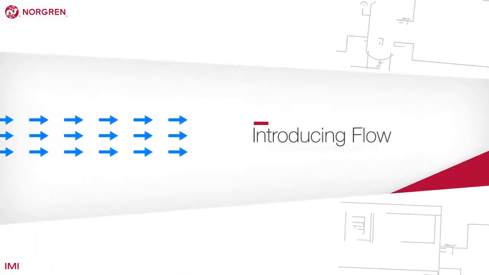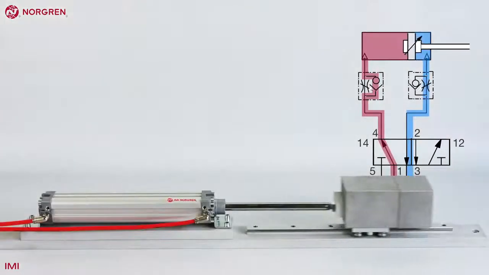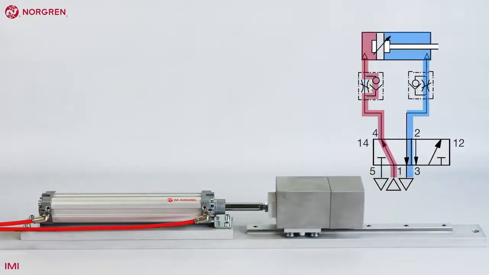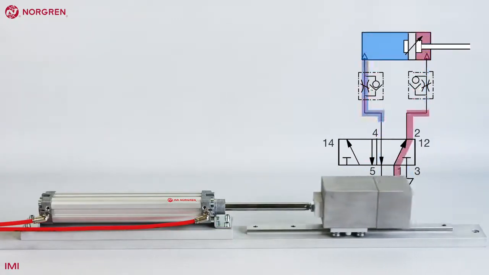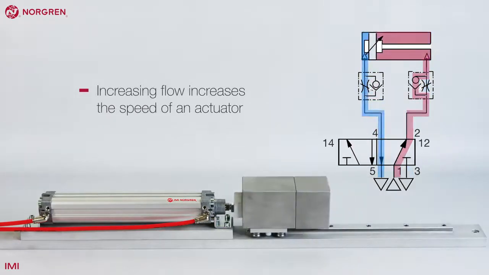Introducing flow. Flow is the amount of air that can flow over a given time. Increasing flow increases the speed an actuator operates at.